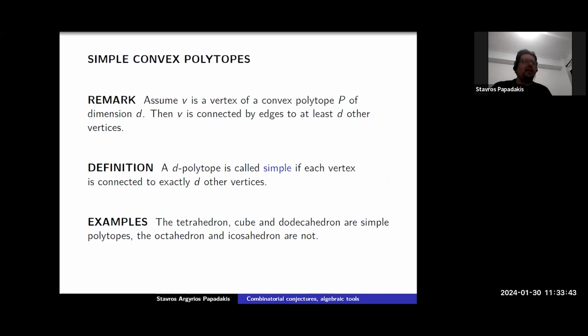And the well-known definition is that we call a convex polytope of dimension d simple if each vertex of it is connected to exactly d other vertices. And it is easy to see that the tetrahedron, cube, and dodecahedron are simple polytopes, while the octahedron and the icosahedron are not.